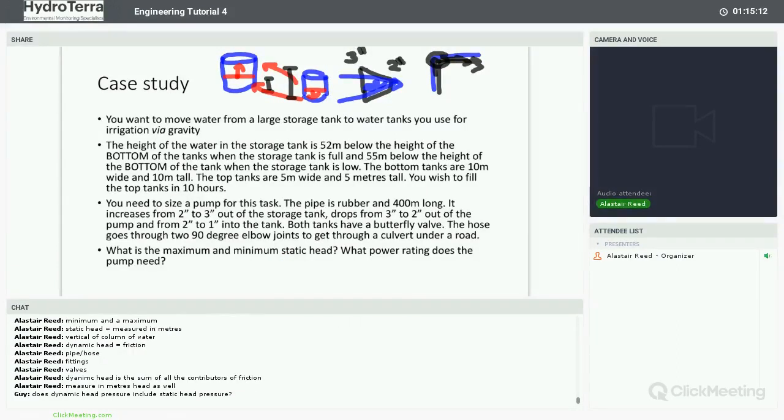So we can actually calculate the static head very easily by measuring the difference between the bottom and the top. Now, the dynamic head is added to the static head to get our total head pressure. Very good question. Static plus dynamic.